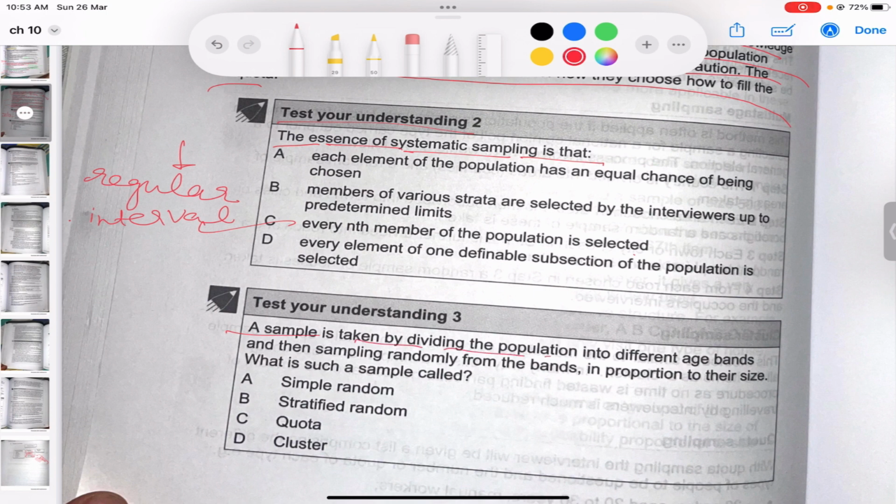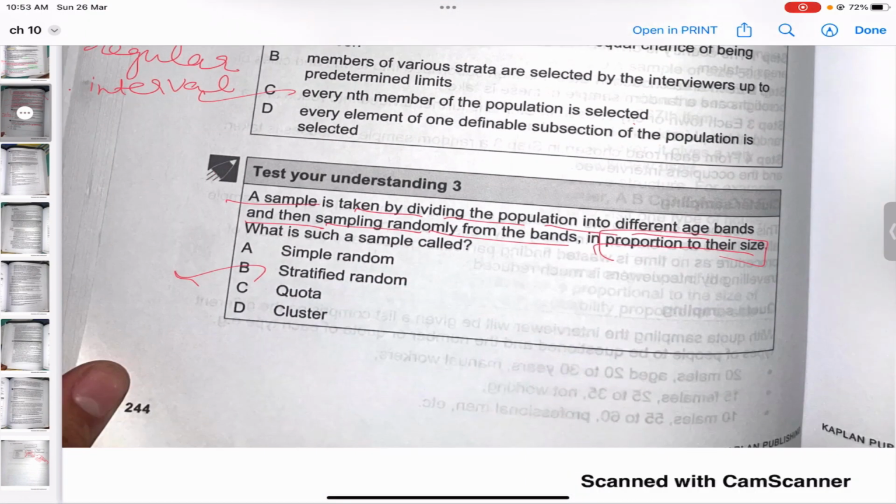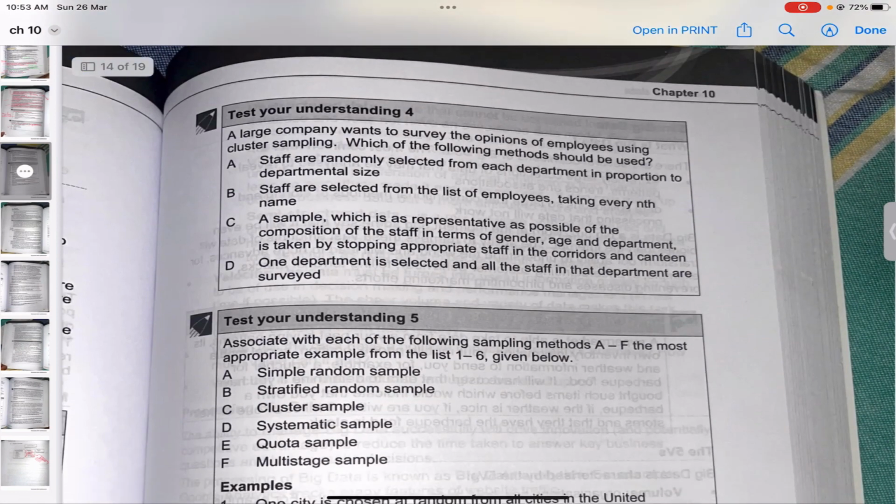A sample is taken by dividing the population into different age bands and then sampling randomly from the bands in proportion to its size. This is stratified random. We know that. In proportion to size, in proportion was always stratified. See, if you have listened to me properly, then these questions are really simple.